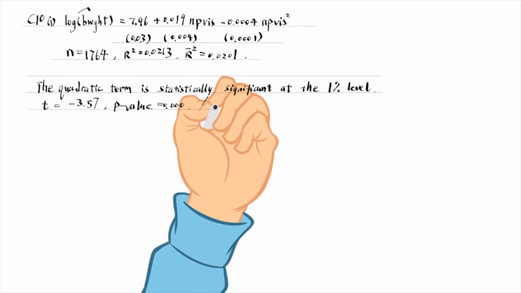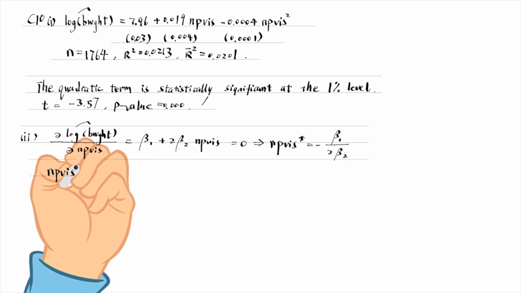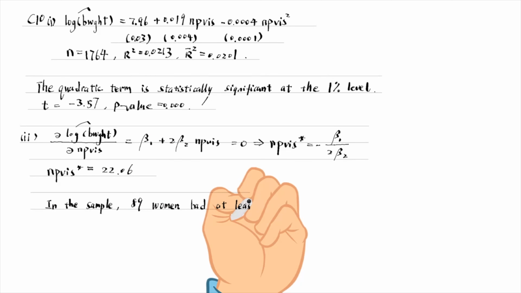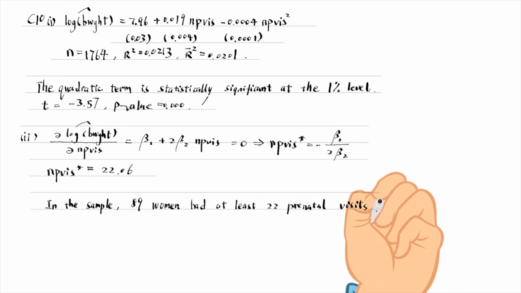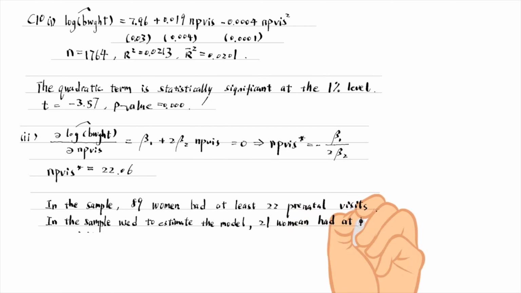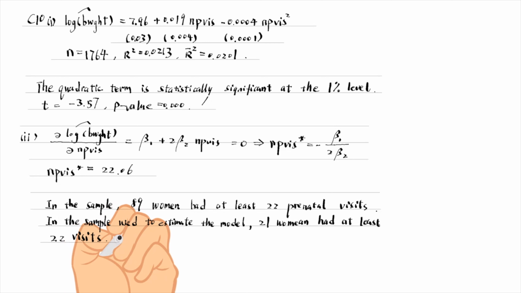Using calculus, we find that the optimal number of prenatal visits is 22.06. In the sample, 89 women had at least 22 prenatal visits. In the sample that is used in the regression model, 21 women had at least 22 visits. It is about 1.2% of the 1,764 observations in the regression.